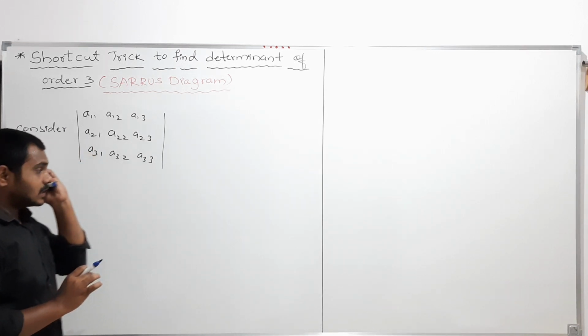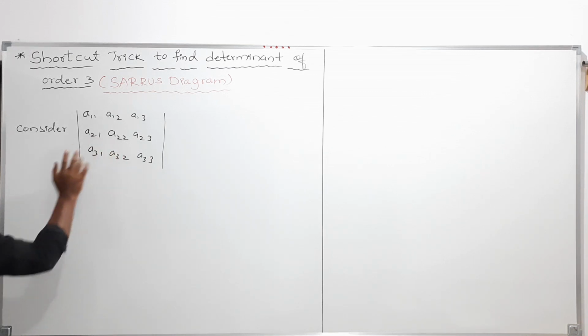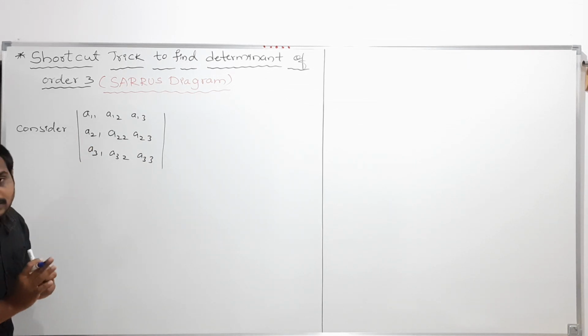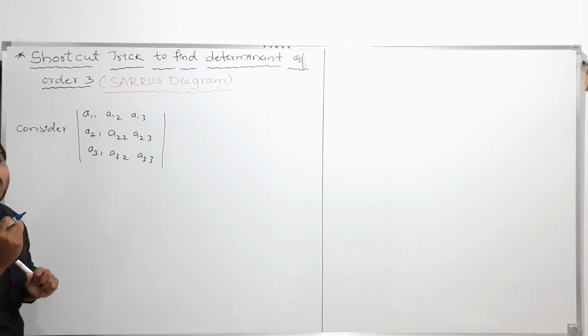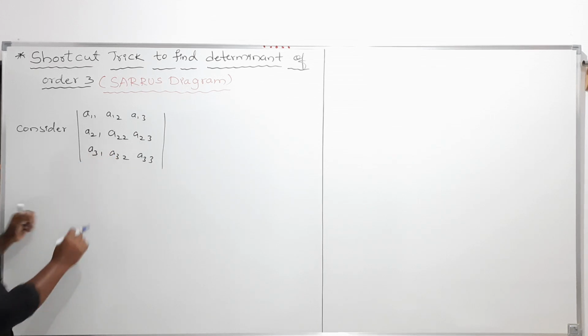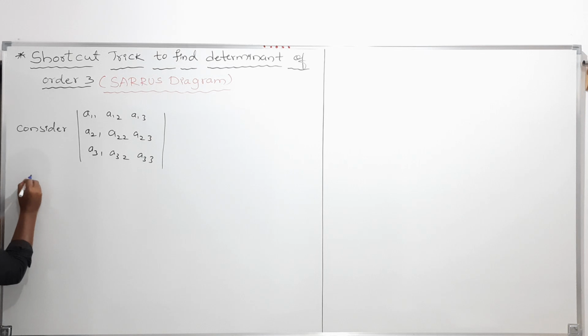To find the value of this determinant, what I will do, my dear students, is first write the given determinant as it is. Clear? So now I am calculating the determinant value. Shortcut, short trick, how to find the determinant value of this. So write down the elements of the determinant as it is.